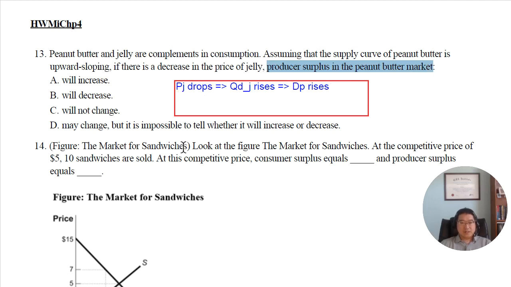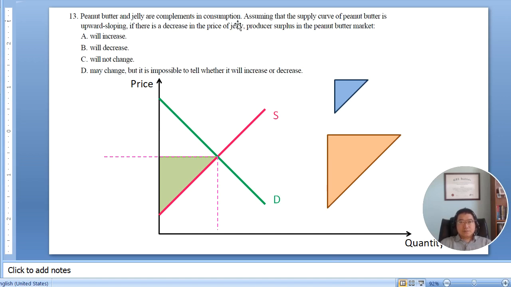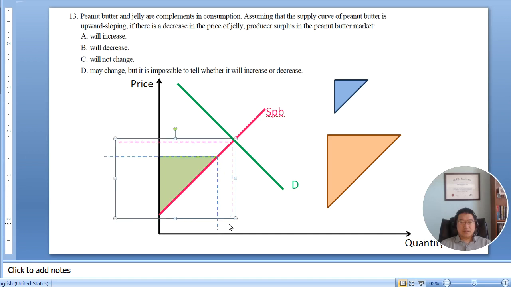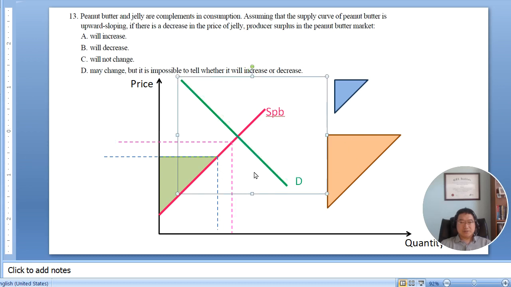Then if the demand for peanut butter increases, the producer surplus in the peanut butter market will do what? It should be fairly clear, but let's look at a picture. We have a supply curve for peanut butter, and it's upward sloping, and there's a decrease in the price of jelly. The price of jelly drops, we want to eat more jelly, and to accompany that jelly we want more peanut butter, so the demand for peanut butter increases, and then we have a new equilibrium that gives us a higher equilibrium quantity and a higher equilibrium price.